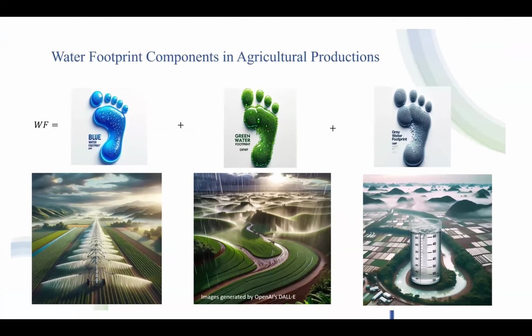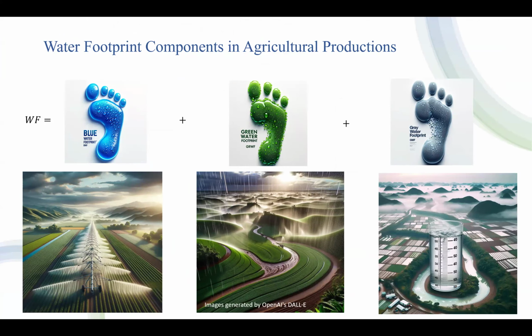As we can see in the water footprint components, the blue water footprint is the irrigation water evaporated from the field. The green water footprint is the precipitation evaporated from the field, and the gray water footprint is the water we need to assimilate the low pollution from the field.